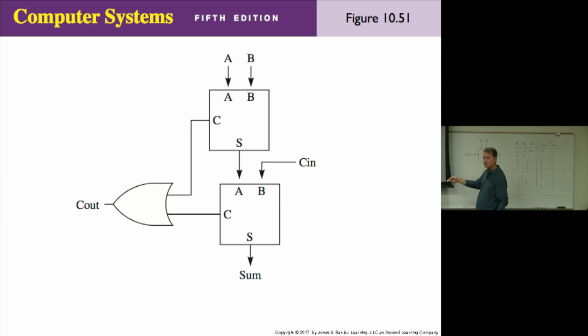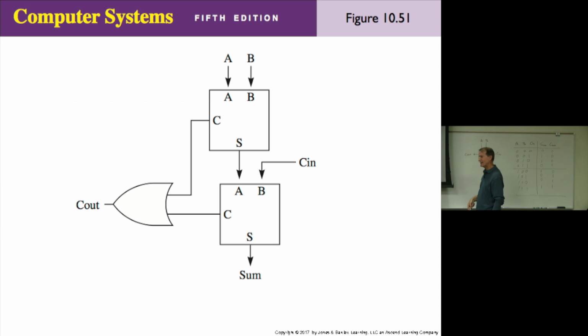Are you with me? In this top half adder, A and B are being added, and the sum output of the top half adder goes to the A input of the bottom half adder. And then the C in goes to the B of the bottom half adder. So we add these 2 bits, and then we add the sum to the carry, and that sum comes out.